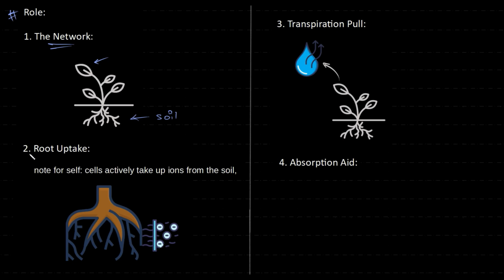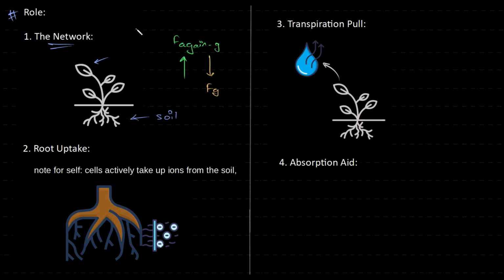Next, we have something called root uptake, transpiration pull, and absorption aid. So basically, we're talking about movement of water and minerals from the soil. There has to be a way wherein it gets pulled in before it gets pushed up. The entire idea is that we have gravitational pull, and all of this is happening against it. So we need some kind of force or pressure difference which enables this. Does it make sense?